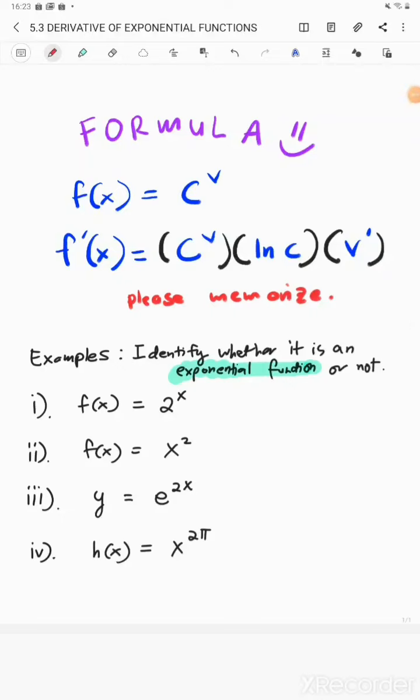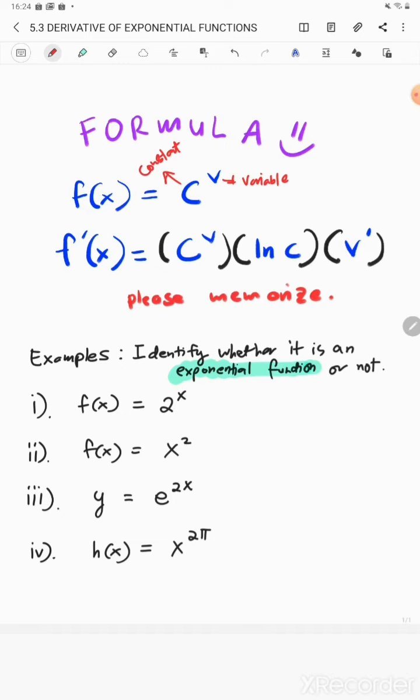Our topic now is 5.3, derivative of exponential functions. Okay, now we begin with the formula for the exponential function. If you see the function in terms of f(x) equal to c power of v, here c is a constant, v is the variable. You have to use this formula to solve the question.